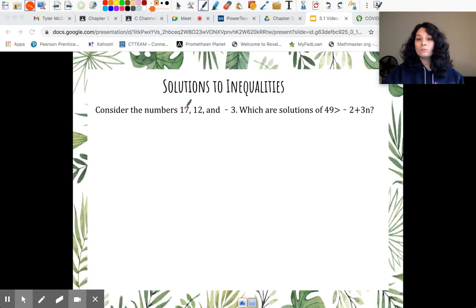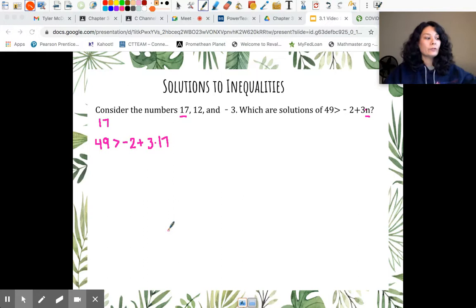17 could be a solution. 17 and 12 could both be solutions, or all three of the values could be valid solutions. So we're going to start our check by testing the value of 17. And the way that I do that is wherever I see an n, I'm going to replace it with this number. So I'm going to write my inequality exactly the same way, but wherever I see an n, I'm going to replace it with 17. And remember, 3n is the same thing as 3 times n. So I'm doing 3 times 17.